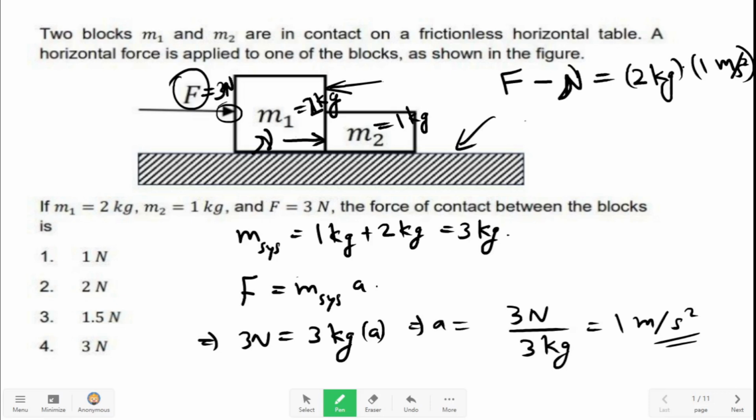Therefore, if we substitute, F is equal to 3 N minus N is equal to 2 kilogram times 1 meter per second square, which is 2 Newton. This implies contact force N is equal to 3 N minus 2 N, which is again equal to 1 Newton.